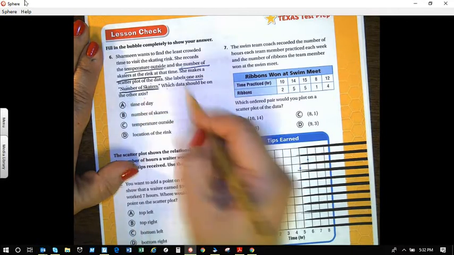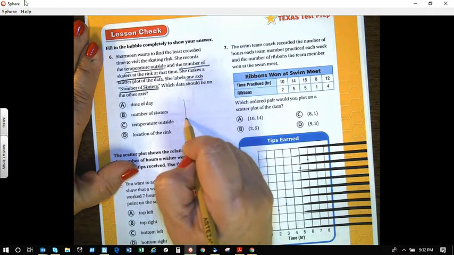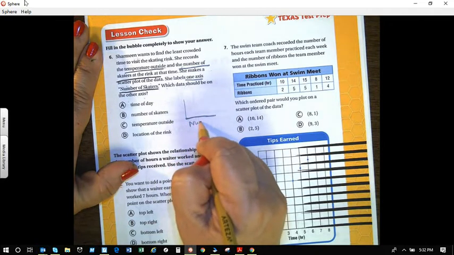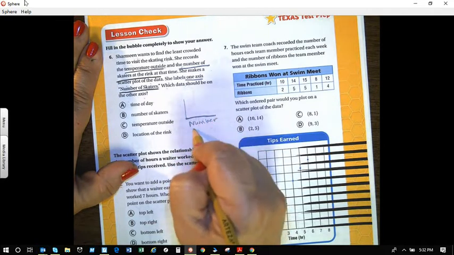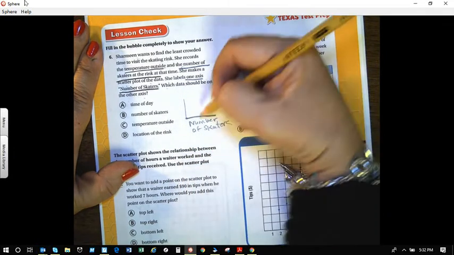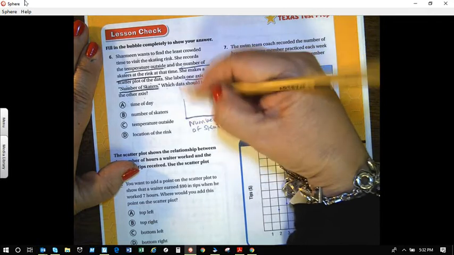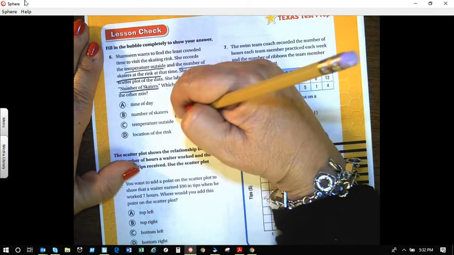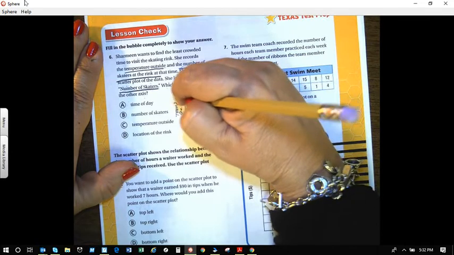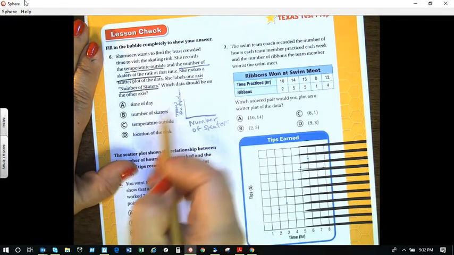So I'm going to draw this out. If this is going to be number of skaters, what's on the side for the y-axis? Yeah, temperature outside. Put temp outside. And so the answer is C.